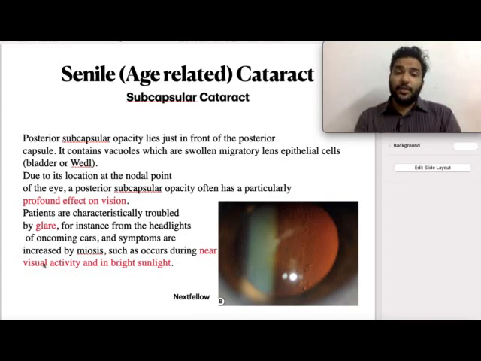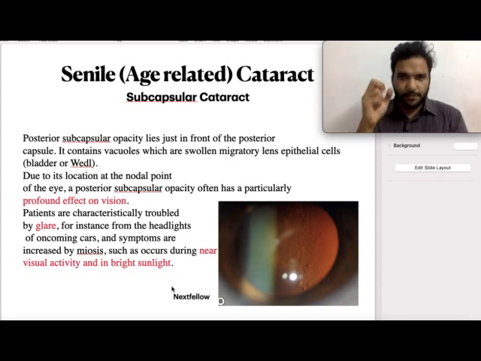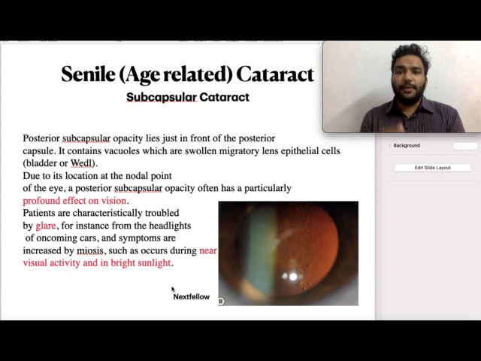near visual activity like reading books or something, you will have accommodation reflex, and because of which the pupil will get myosed, and because of which the patient will have profound loss of vision. So lights, which is basically headlights, or glare from bright sunlight, which causes miosis, or the patient is reading, which causes accommodation reflex, and there will be miosis. These are the causes of decreased vision in case of subcapsular cataract.